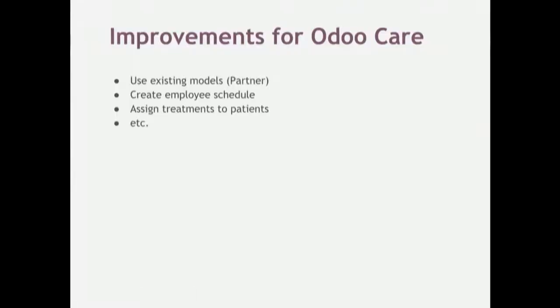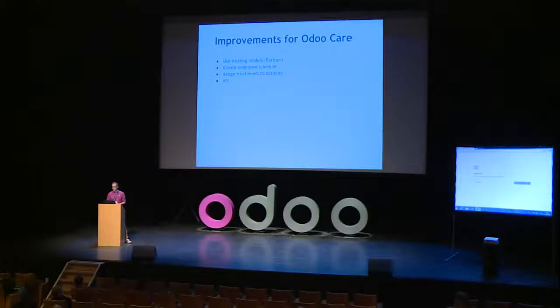For conclusion, of course, I chose a very simple example for Odoo Care. We could have done a lot of stuff with this module, but I wanted to keep it simple. For example, we could have used an existing model for a patient and a doctor, which is a partner, which is a model in Odoo. So we don't have to do everything from scratch, but that was the idea of the demo, to create a model from scratch. We could have managed employee schedules with it. We could have assigned treatments for patients on a regular basis and stuff like this. But I wanted to keep it simple, but you can do whatever you want.